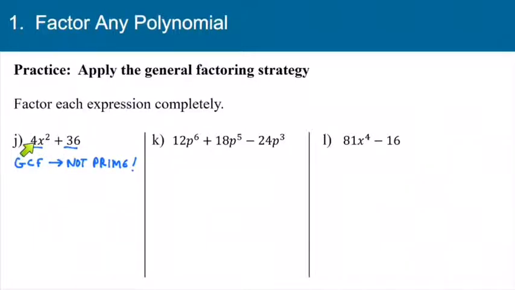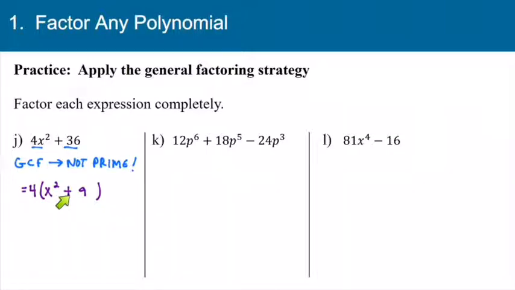So if we factor out a 4, then we're going to have 4 times x squared to get this term and 4 times 9 to get this term. Okay, now we want to look at this binomial in parentheses and see if it is a difference of squares or a difference of cubes or a sum of cubes. If it's not any of those things, we have to just leave it alone.